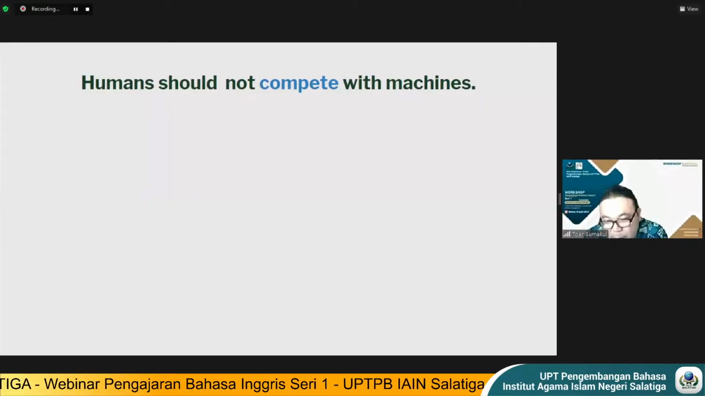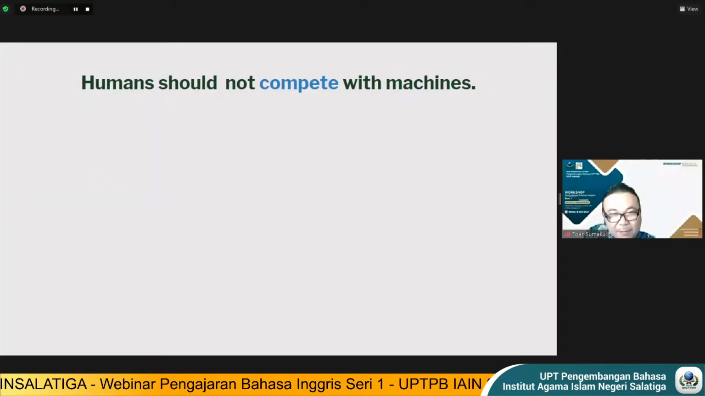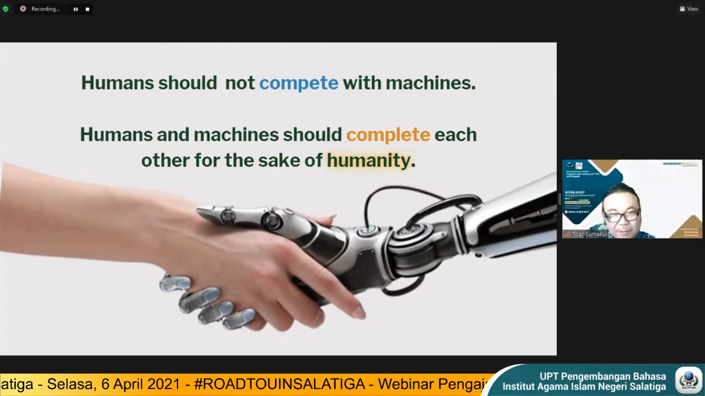in my opinion, we humans should not compete with machines. Percuma, ngapain berkompetisi? We should not compete with machines. Saling melengkapi, human and machine for everything else. I think that's all from me.